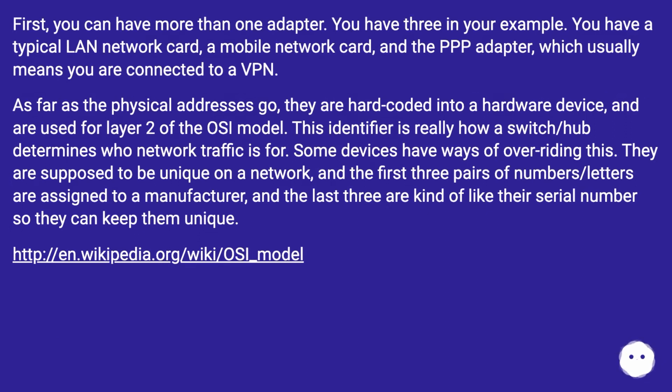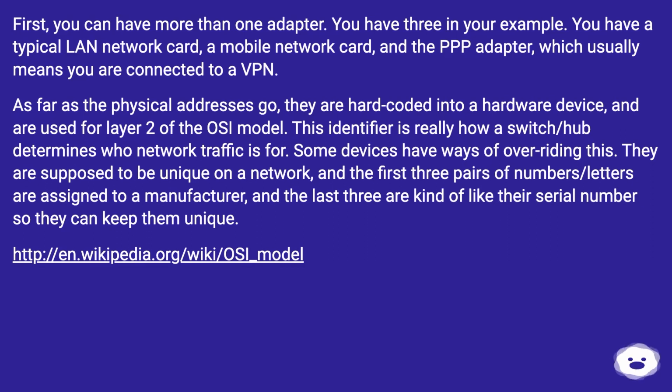First, you can have more than one adapter. You have 3 in your example. You have a typical LAN network card, a mobile network card, and the PPP adapter, which usually means you are connected to a VPN. As far as the physical addresses go, they are hard-coded into a hardware device, and are used for layer 2 of the OSI model.